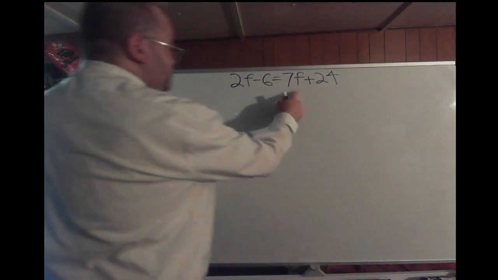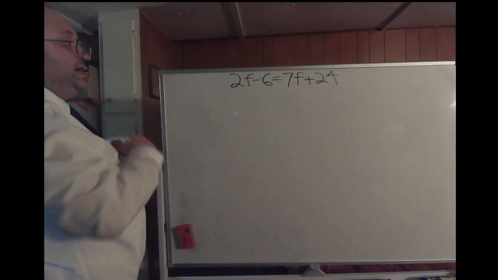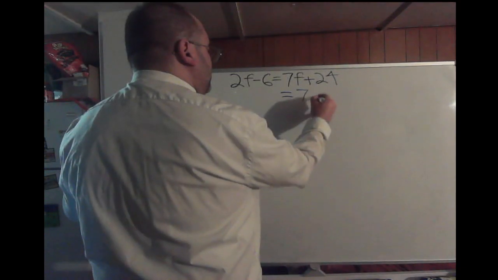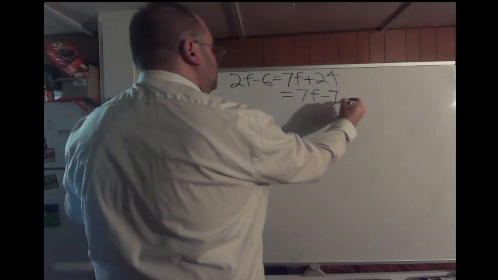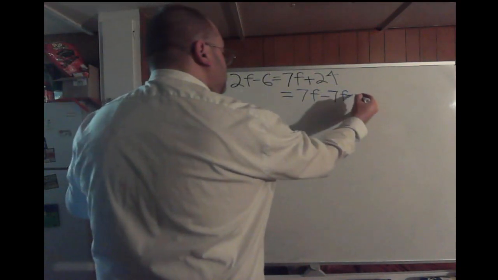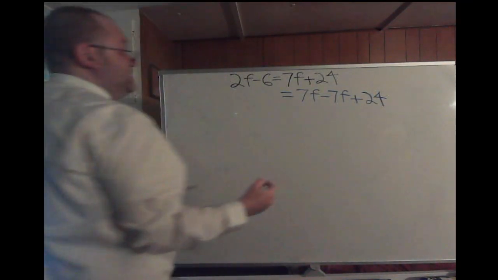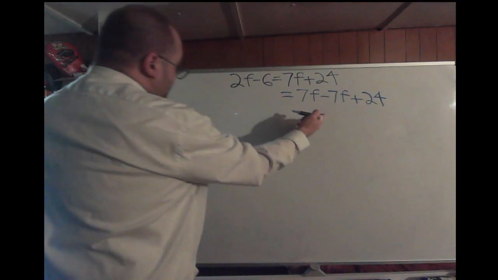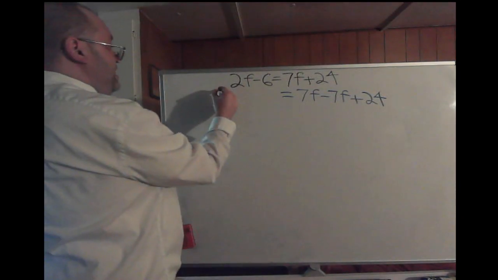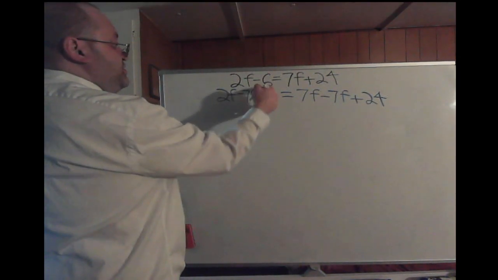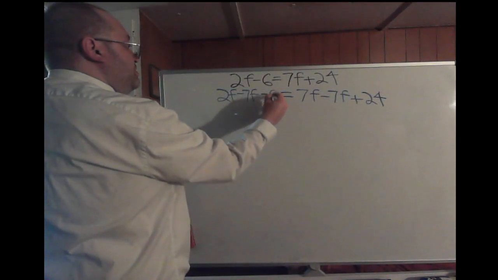Well, I'm going to suggest we get rid of the variable on the right-hand side. We have a positive 7f. We need to do minus 7f. So you have 7f minus 7f. Then you just have plus that 24 hanging out. But since you did it to the right side, you also got to do it to the left. You'll end up having 2f minus 7f, then you'll still have that minus 6 hanging out.